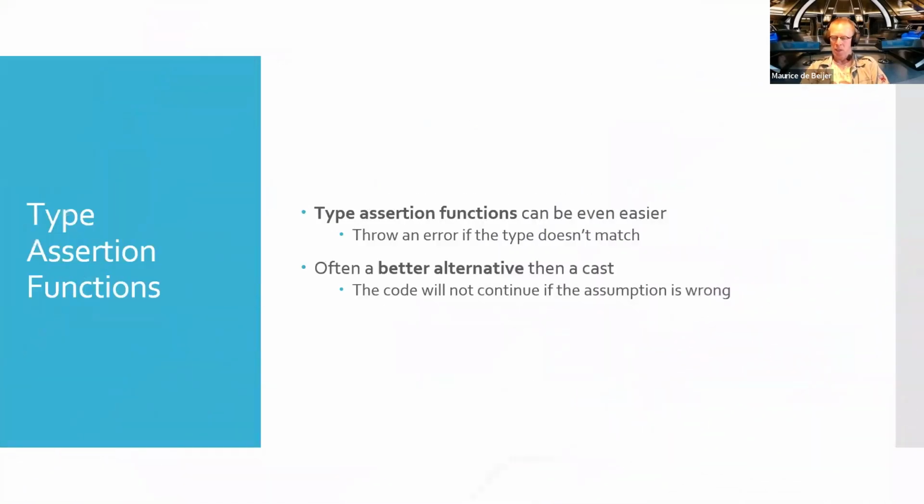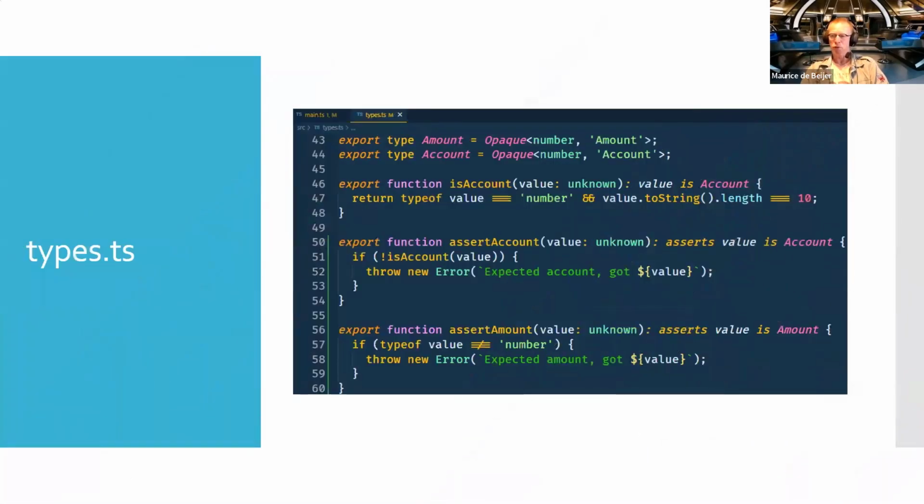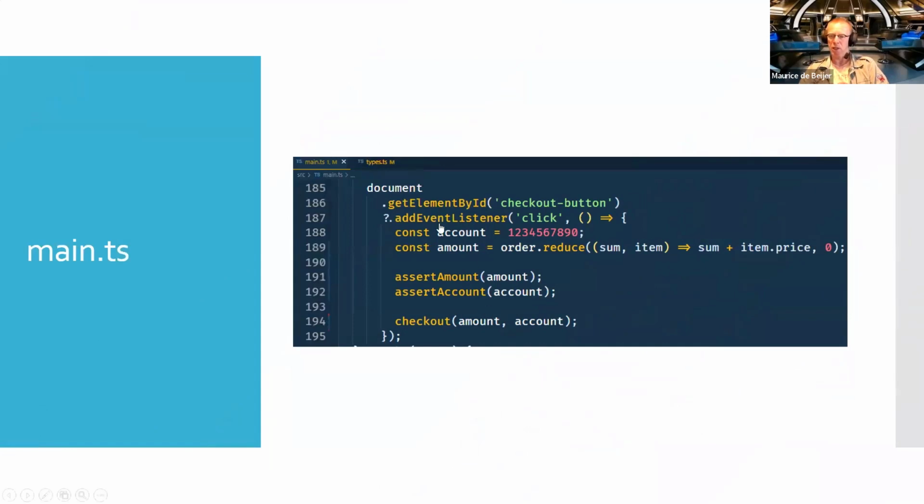A slightly more powerful way, at least in a lot of scenarios, is doing type assertions. So type assertion functions are very simple, but now the result changes not from value is account, but the value asserts that the value is account. And these functions throw an error if whatever you assert isn't the case. So that simplifies use case a bit.